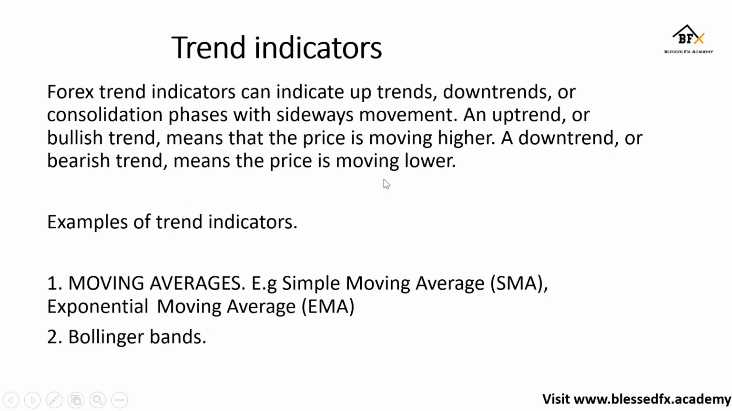So let's go on with trend indicators. The goal of a trend indicator is to show whether the market is in an uptrend, a downtrend, or a consolidation phase, that sideways movement in the market. I already talked about this in the previous videos: uptrend, downtrend, bullish, bearish, and sideways trend. Some of these indicators could help you identify them. We have moving averages, the simple moving average and the exponential moving average. Bollinger Bands can also help you.